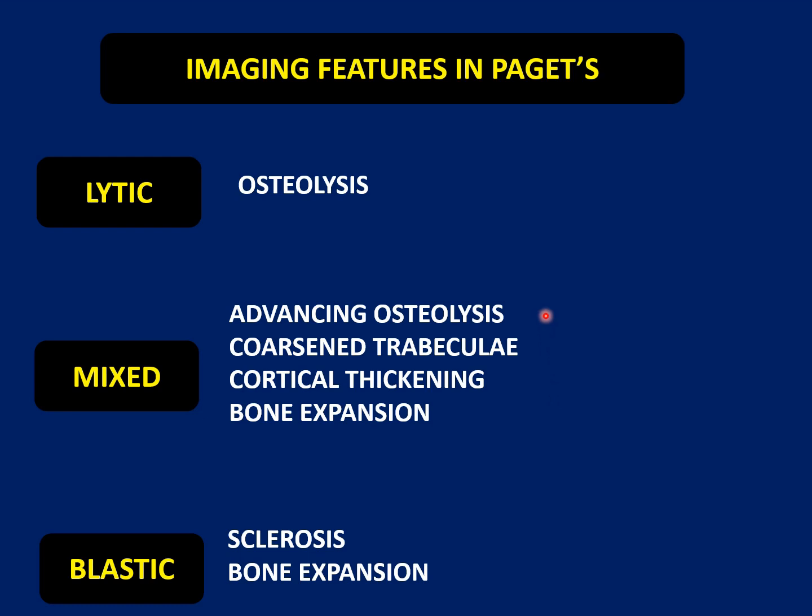That is advancing osteolysis, which is the lytic component, and coarse trabeculae, cortical thickening, and bone expansion, which are the blastic components. So these four imaging findings, that is osteolysis, cortical thickening, coarse trabeculae, and bone expansion, are considered to be the cardinal features of Paget's disease, out of which these three are considered to be the pathognomonic triad. If any of these imaging features are found, then we can definitely and conclusively label that this patient has Paget's disease.